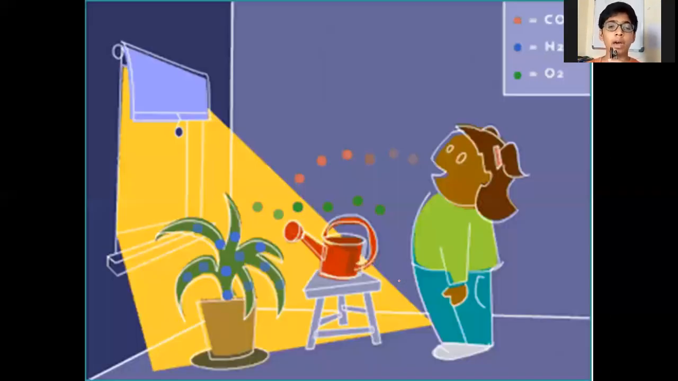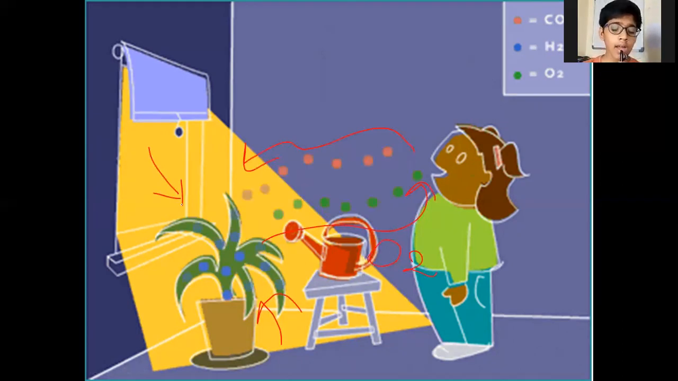As you can see in this diagram, we are giving out CO2, these orange balls, and we are taking in O2, these green balls. Where is this O2 coming from? This is coming from plants. Plants are again taking this CO2 with the help of water and sunlight, and they are making their own food. So this is the significance of photosynthesis.